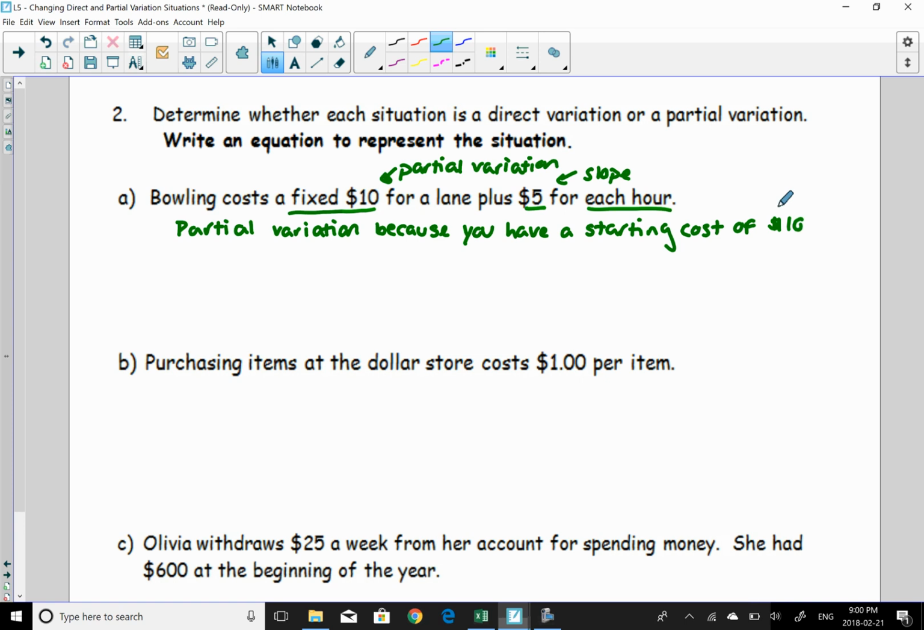Okay. Then in order to create an equation, you have to define a variable. So I'm going to use x and y for most of these. I'm going to say, let y represent the total cost. And I'm going to let x represent the number of hours, because those are our two unknowns.